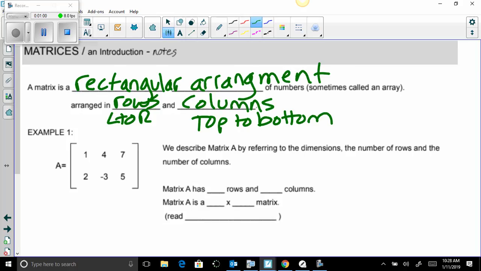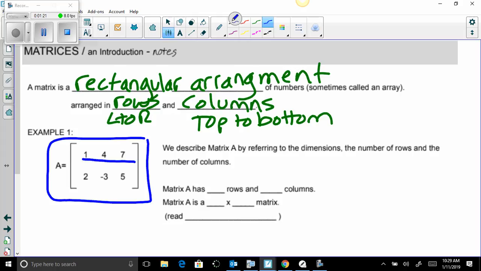So if we look at the first example we have over here, I have matrix A. We describe matrix A by referring to the dimensions, the number of rows and the number of columns. So matrix A has how many rows? If I look from left to right, I have one row here, one row here. There are two rows. How many columns does it have? Top to bottom, I have one, one, and one. That gives me 3 columns.